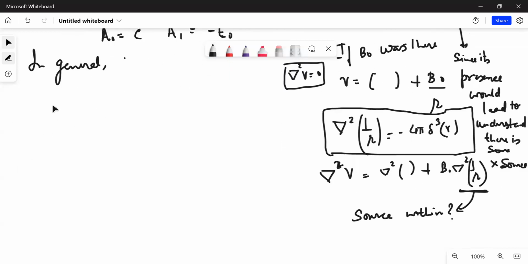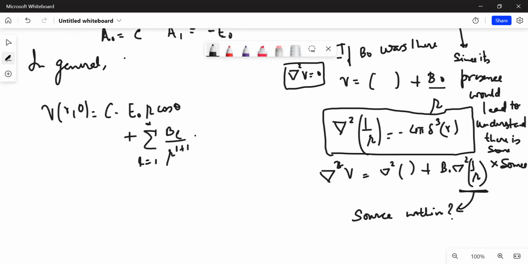So what I will get in general, I can write my V as a function of r comma theta as C minus E naught r cos theta, and then I will write summation L equal to 1 to infinity BL upon r raised to power L plus 1, and then PL cos theta.